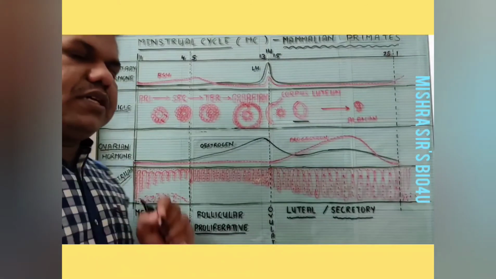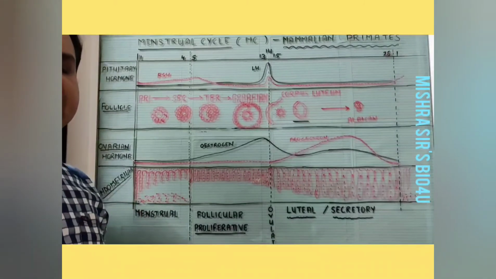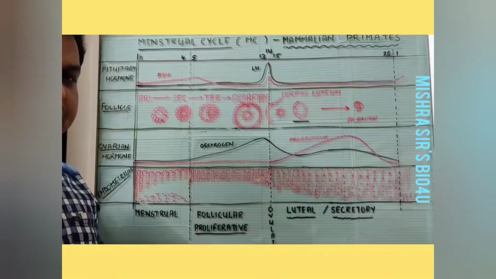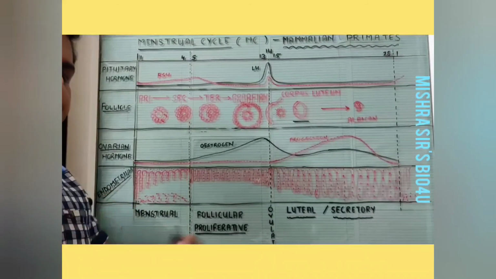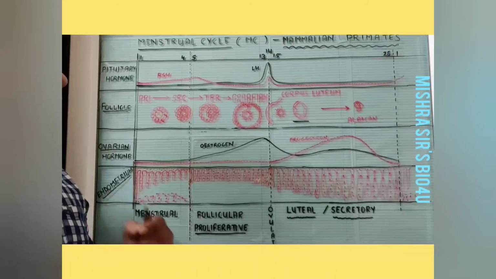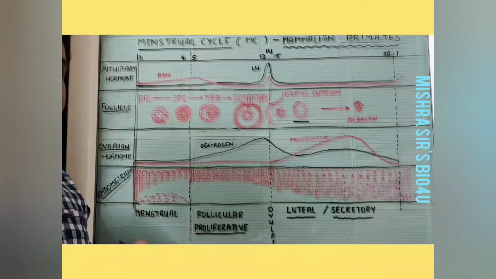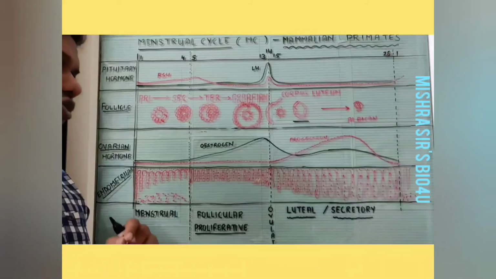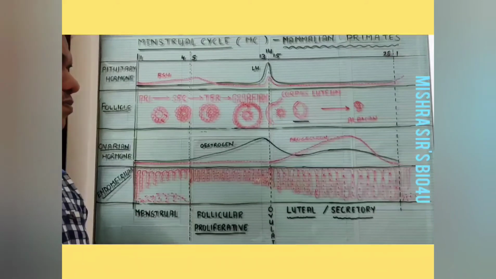Now remember, when a girl is born, there is no menstrual cycle. Generally, menstrual cycle start at the age of around 12 to 14 years. First menstrual cycle is called menarche. This reproductive cycle continues till around age of 40-45 years. Around 45 years, menstrual cycle stops because of the hormonal changes, and that phase is called menopause. So between menarche to menopause is considered as reproductive phase of this female.